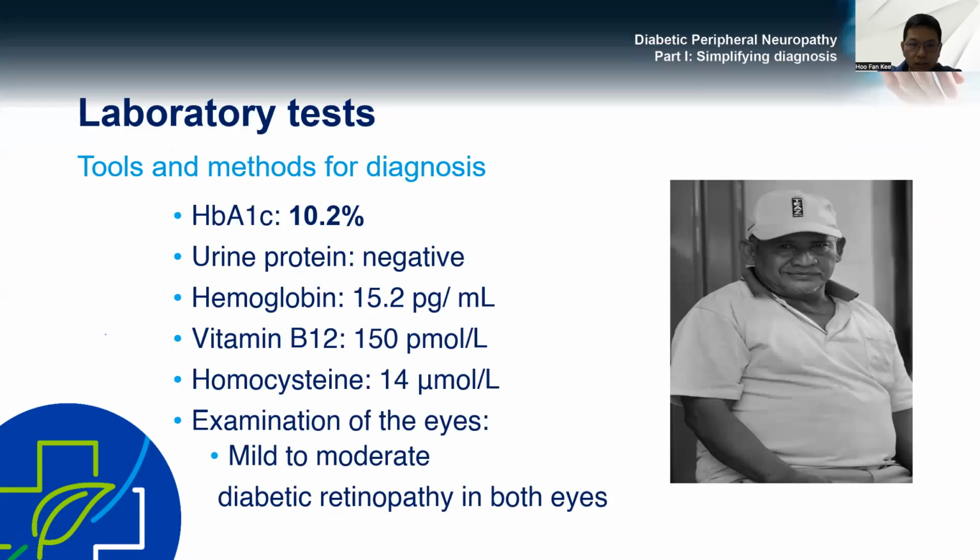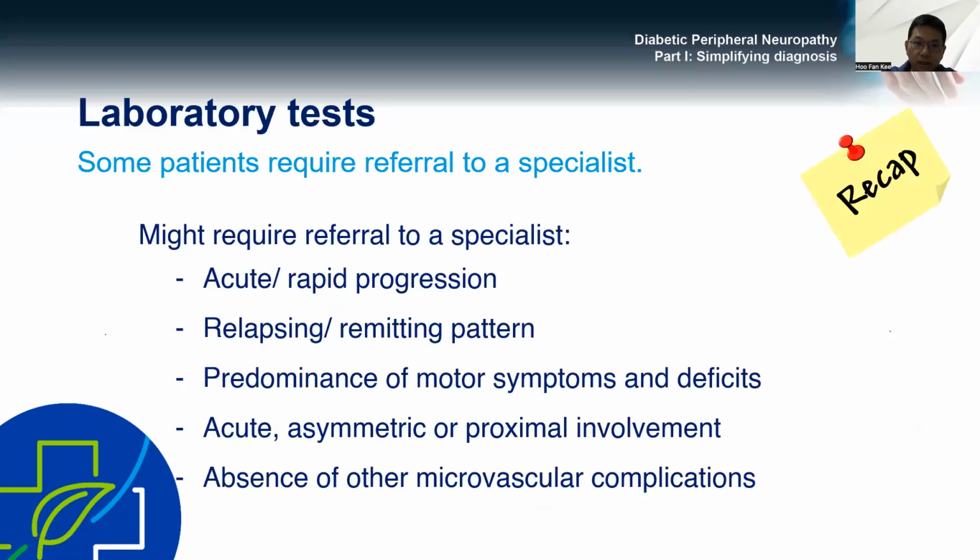In this patient, we noted the HbA1c was 10.2, the urine protein was negative, hemoglobin about 15.2, vitamin B12 about 150, which is normal, lower limit, and homocysteine about 14. On examination of the eye, he suffered from microvascular complication of diabetes; he has diabetic retinopathy in both eyes.